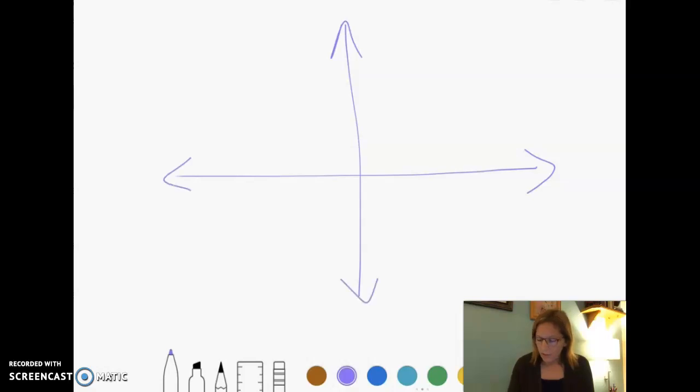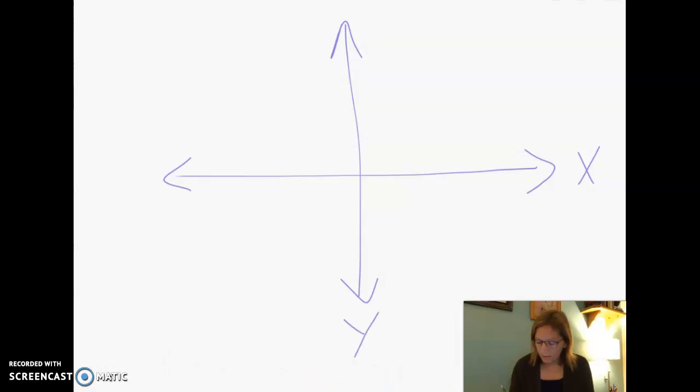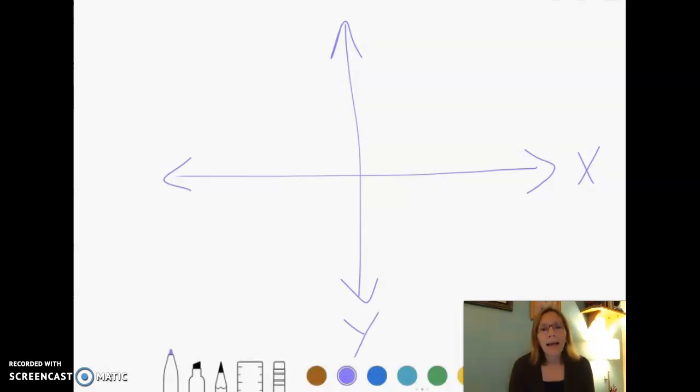is a combination of the x-axis and the y-axis. Now the x-axis runs horizontally. That's important, so please remember that. Horizontally, and the y-axis runs vertically.